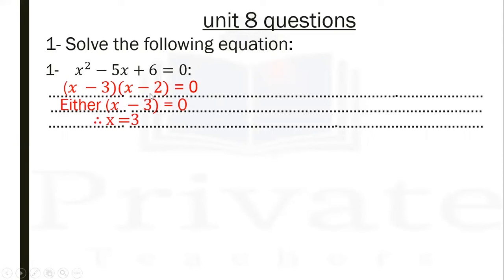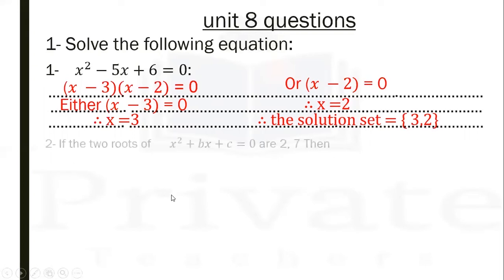Or take the second bracket and make it equal to 0: x minus 2 is equal to 0, therefore the value of x is 2. So the solution set is 3 and 2. Here, needless to write the paired brackets, because this is not a simultaneous equation. Therefore, we just write the value of x, 3 and 2.